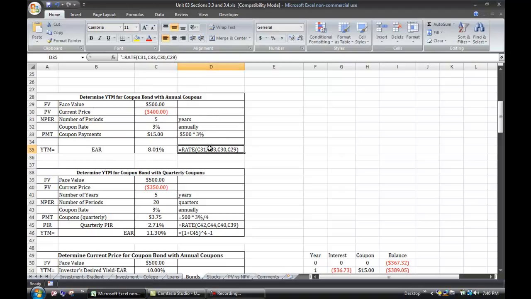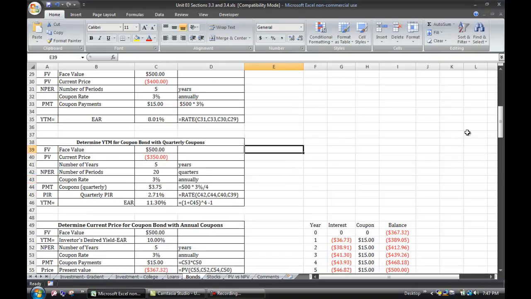I was pointing at the wrong chart. It is C29. Here's C29. So if we do this one, C31, 5 years, C33 is a payment, just $15. I was on the next chart. C30, 400, C29, 500, the face value of what you get at maturity. And it computes out to be an 8.01 EAR, which is the yield to maturity.